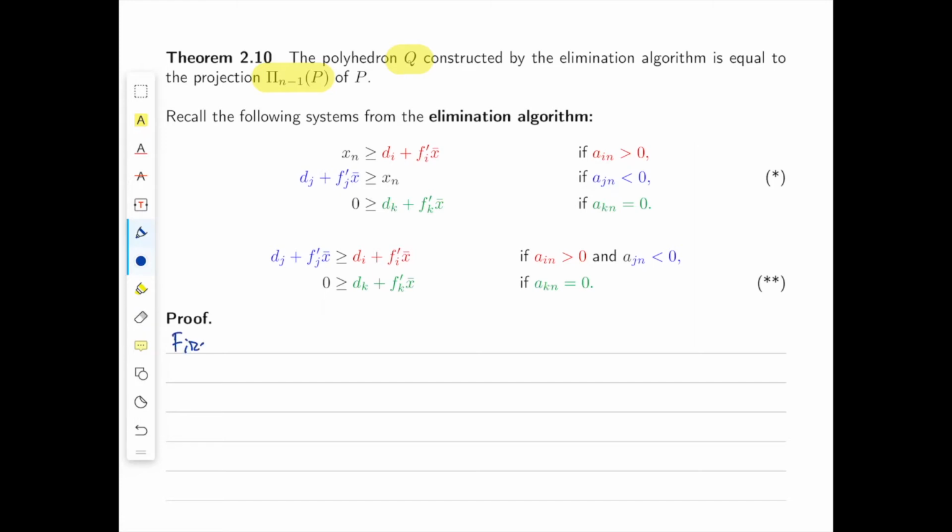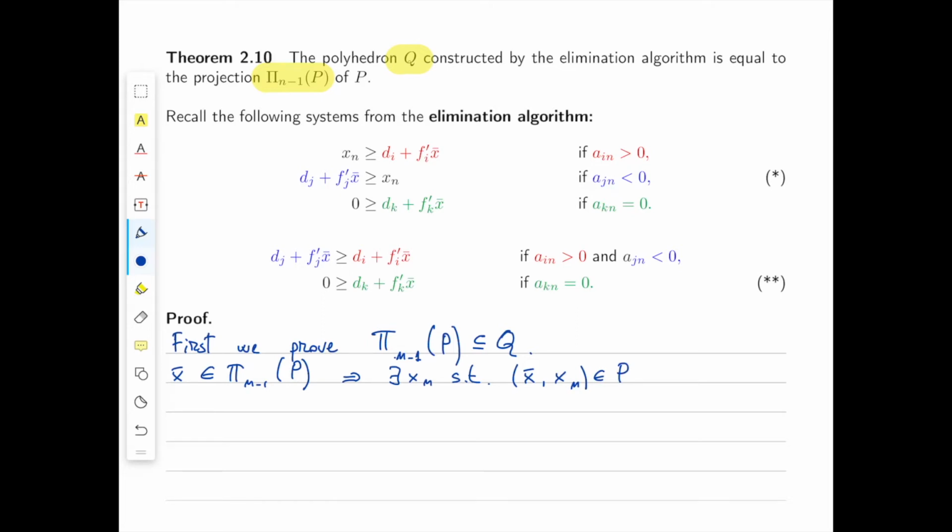First, we prove that the projection pi n-1 of P is contained in Q. So let's pick a point in the projection, x bar in pi n-1 of P. By definition of projection, this implies that there exists a component xn such that the vector x bar with appended the component xn is in P. Therefore, the vector x bar xn satisfies the system star, since star is the system that defines P.